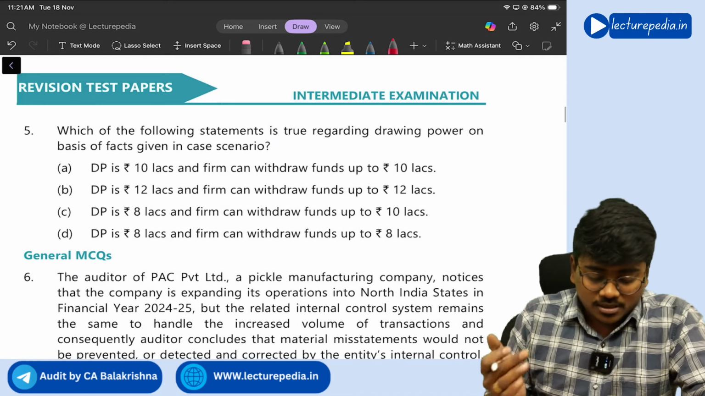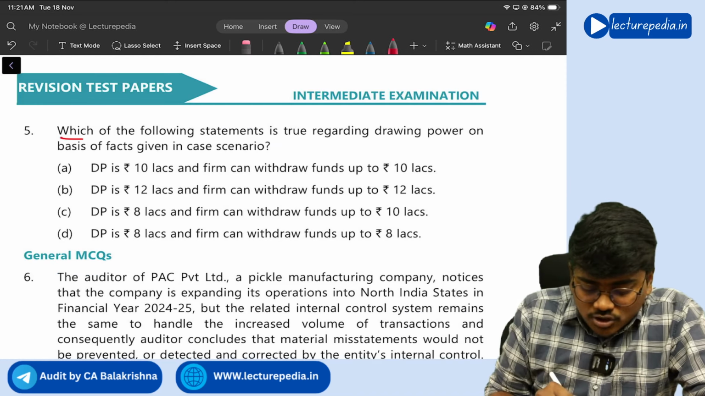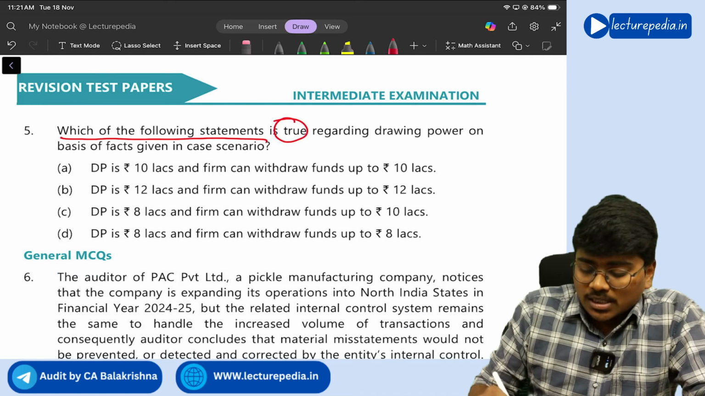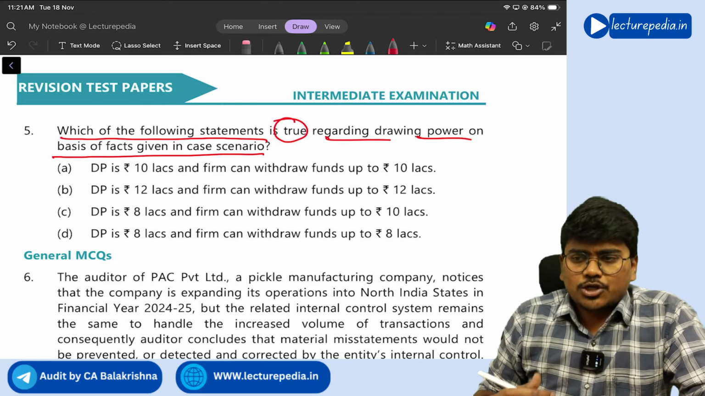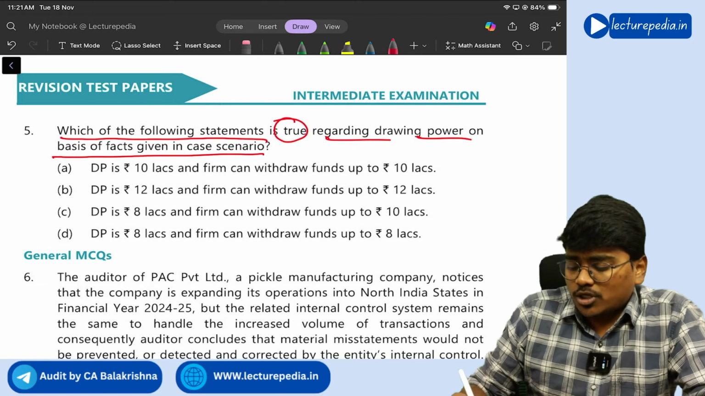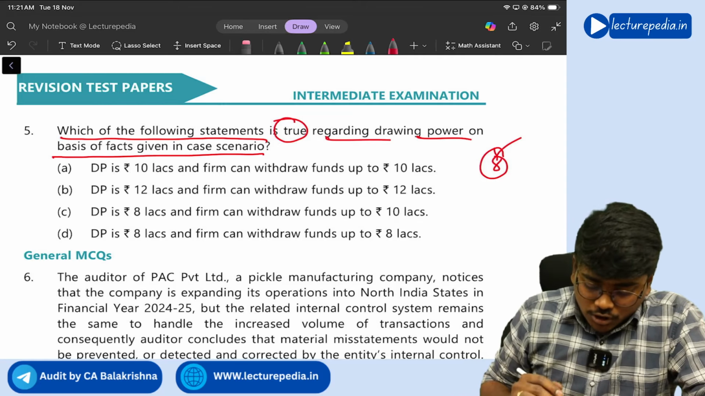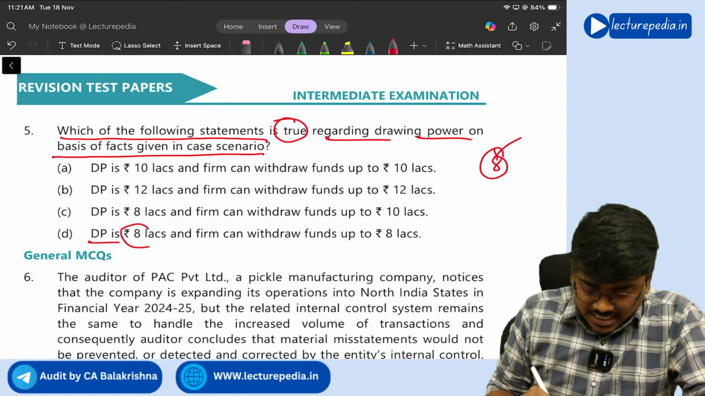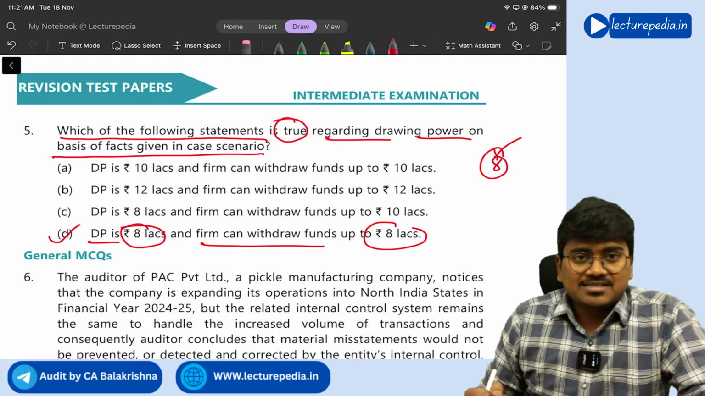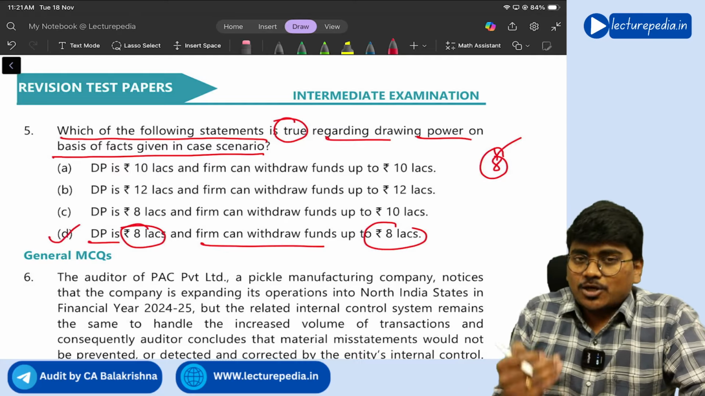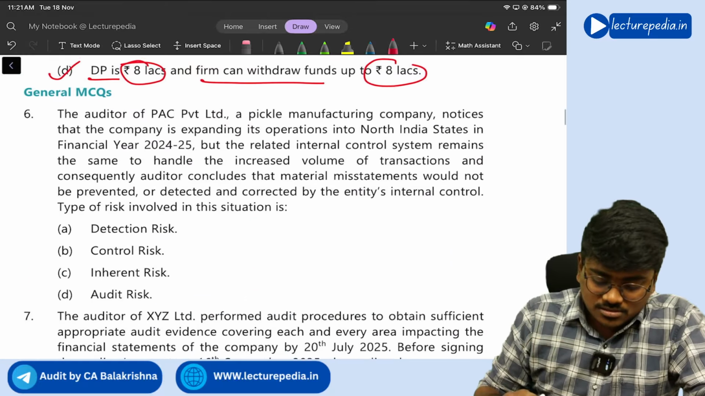Next, MCQ number 5. Which of the following statements is true regarding drawing power on the basis of facts given in the scenario? We have calculated drawing power. We got it as 8 lakhs, right? So DP is 8 lakhs and the firm can withdraw up to 8 lakhs. So option D is the correct option. By now, the case scenario based MCQs are completed.